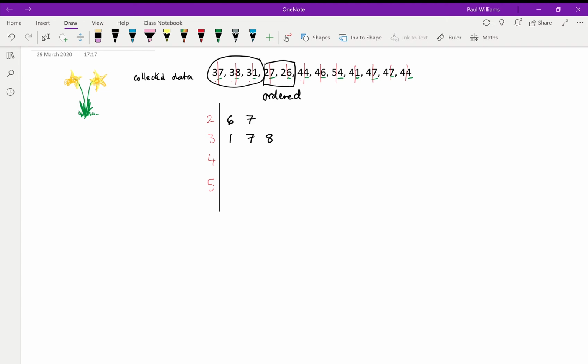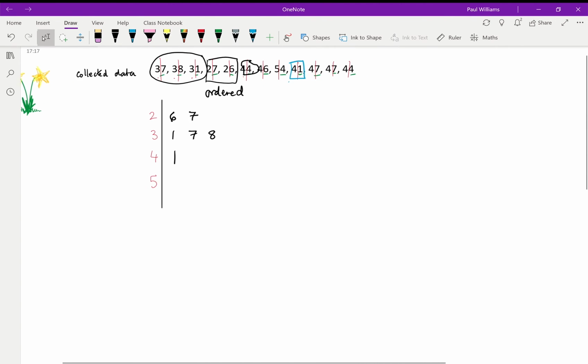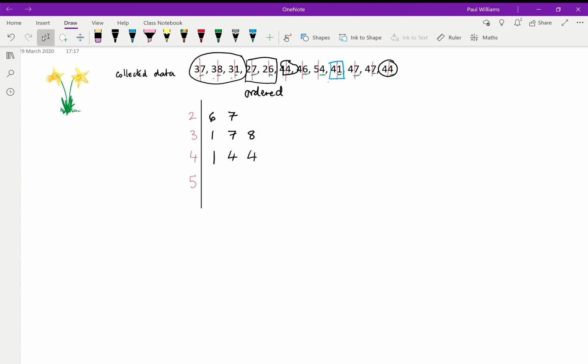So let's do the 40s now. The smallest one was a 41, so let's put that in, that's 41. And then we had a 44 and another 44, so let's put those two in. And then we had a 46 and two 47s.